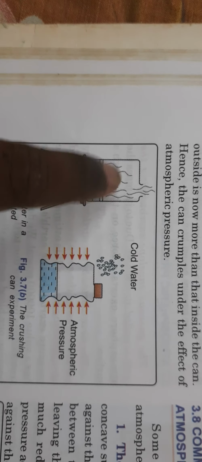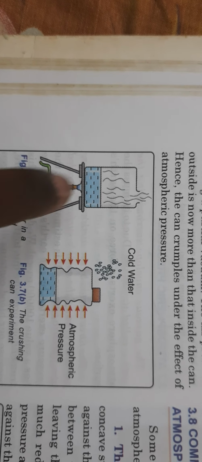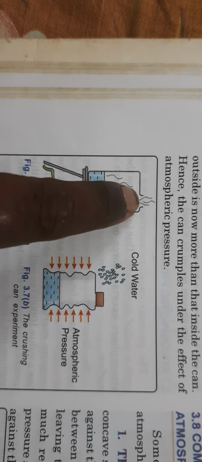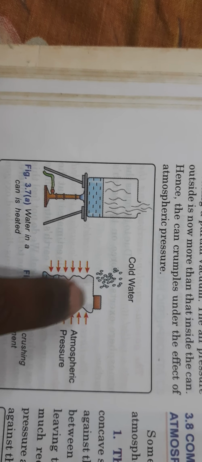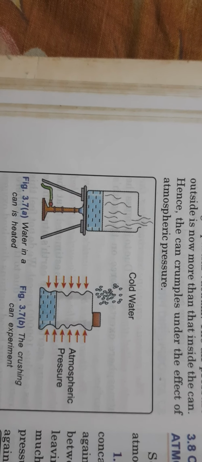Alright, now when it is boiling, stop heating or remove the source of fire, and immediately put the cover on the tin. From outside, you try to cool it down by pouring cold water on it. As soon as you do that, you will see that this particular tin can starts crumbling. What has happened? What made the tin can crumble all by itself?